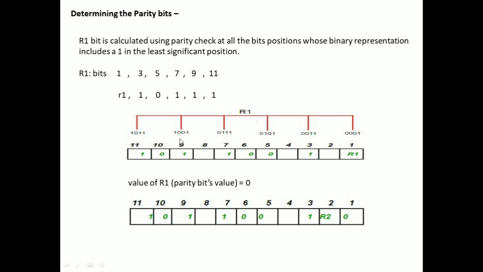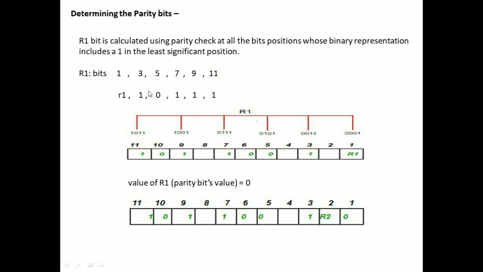So now let us go to our data representation. At bit position 1, what is there? R1. So put R1. At bit position 3, what do we have? 1. So put 1. At bit position 5, we have 0. So put 0. At bit position 7, we have 1. So put 1. At bit position 9, we have 1. And at bit position 11, we have 1.